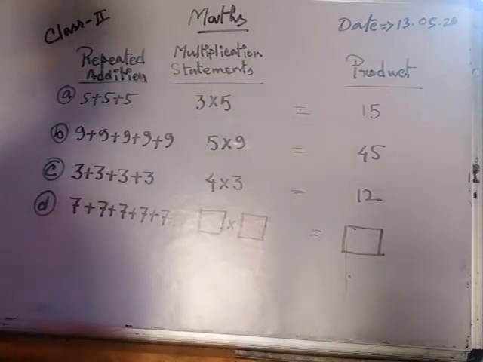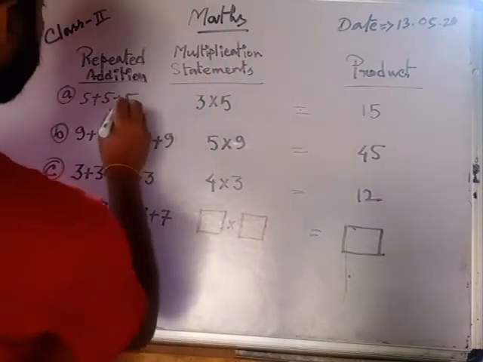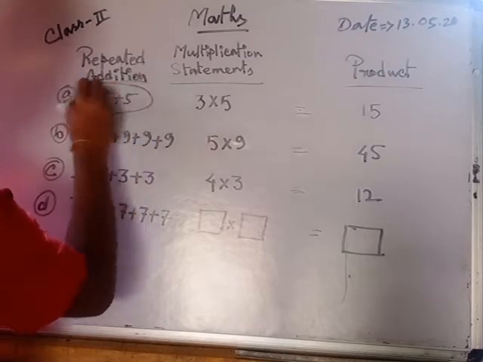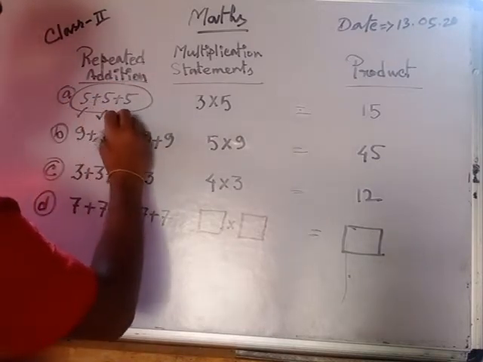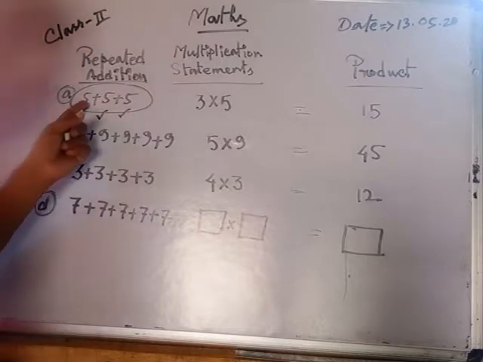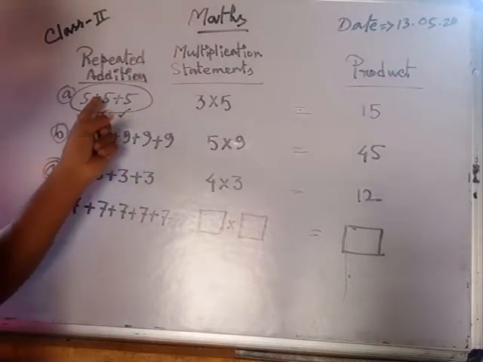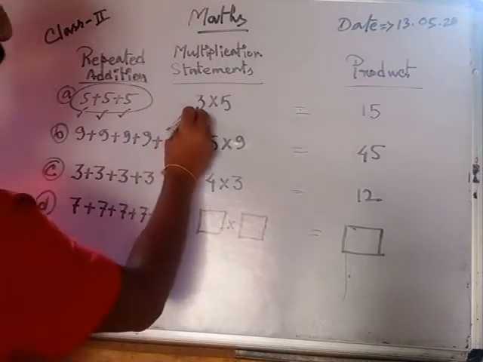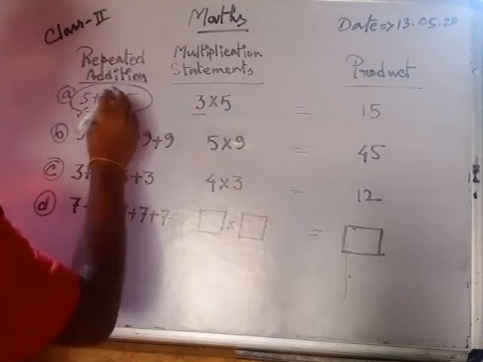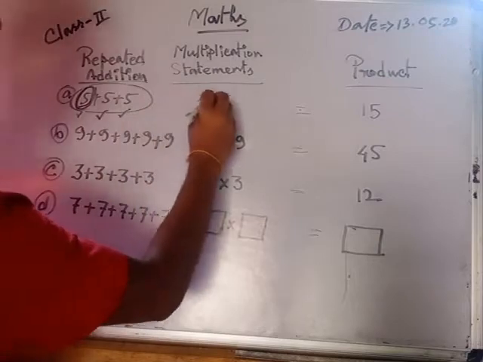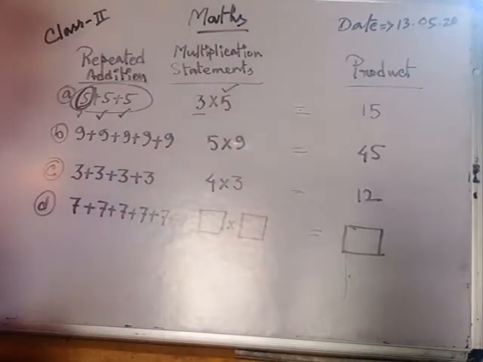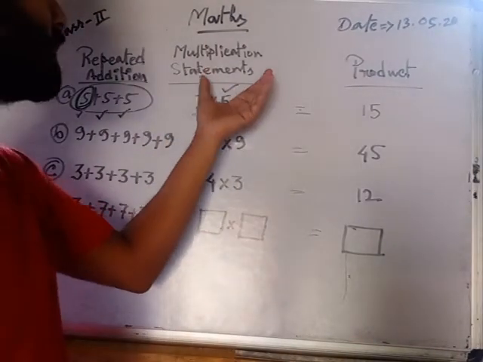Multiplication statement means at first you should find out from the repeated addition how many times the same number is added. How many times here? 3 times here the same number is added. That's why we should write here 3, because it is 3 times. Each and every time we add 5, so we should write here 5. Do you understand? That is called the multiplication statement.